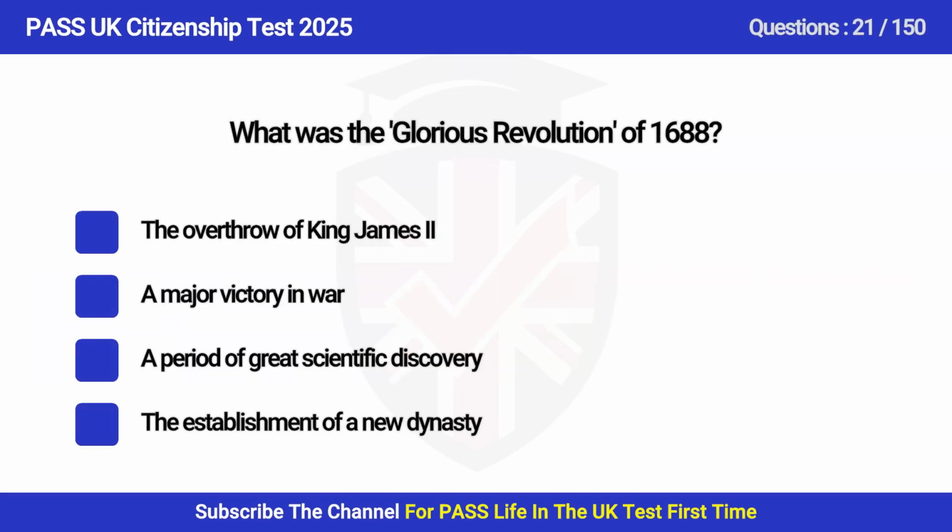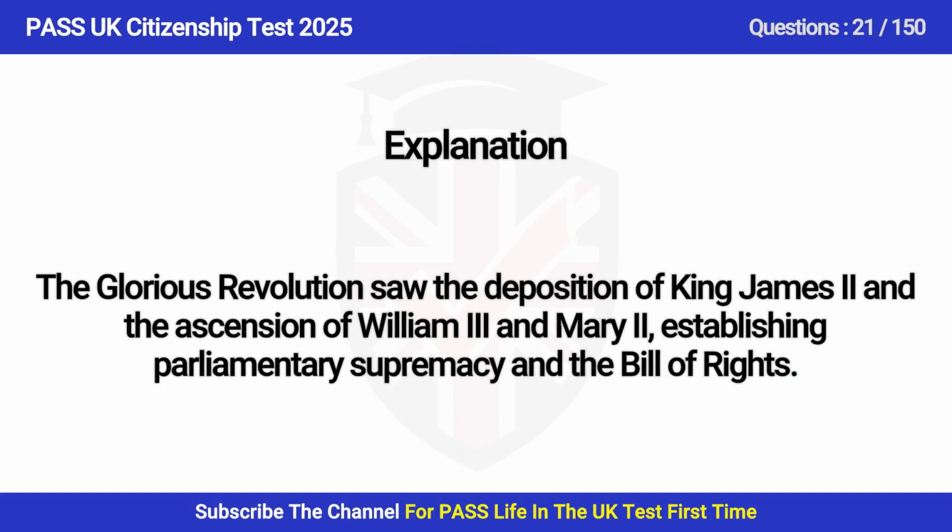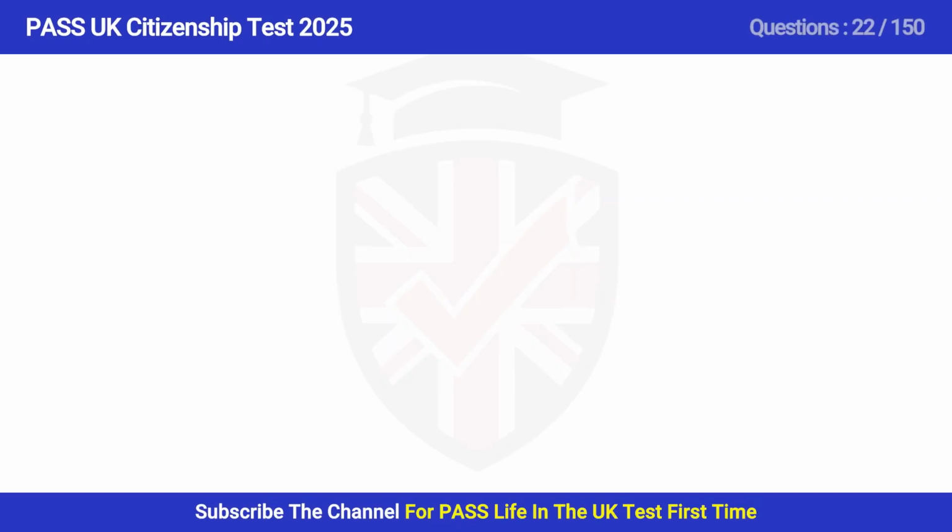Question 21. What was the Glorious Revolution of 1688? A. The overthrow of King James II, B. A major victory in war, C. A period of great scientific discovery, D. The establishment of a new dynasty. Answer is A. The overthrow of King James II. The Glorious Revolution saw the deposition of King James II and the ascension of William and Mary, establishing parliamentary supremacy and the Bill of Rights.